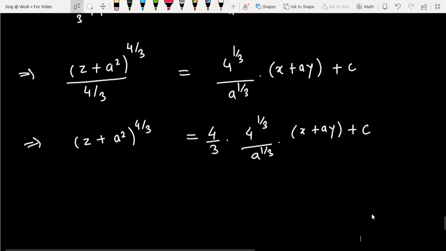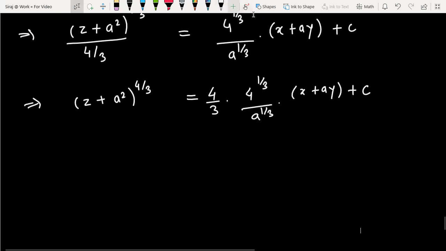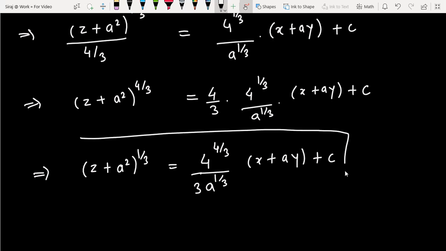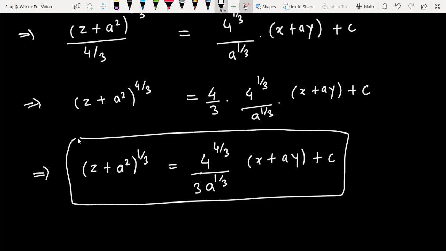So we got the solution. And if we want to simplify it, then on the right hand side we can combine 4 into 4 to the power 1 by 3. Left hand side as it is, z plus a square bracket to the power 1 by 3, it is equal to right hand side 4 into 4 to the power 1 by 3, it will become 4 to the power 4 by 3 upon 3 as it is, 3 times a to the power 1 by 3 and into x plus ay plus c. So which is the final required solution of the given partial differential equation.